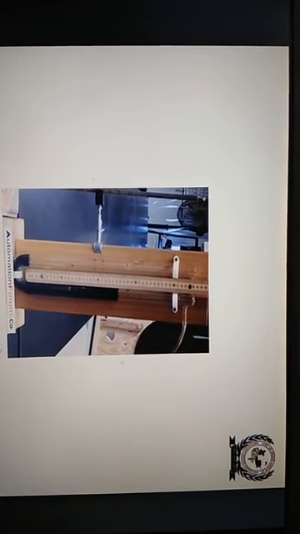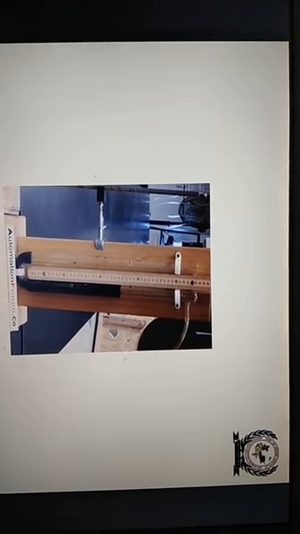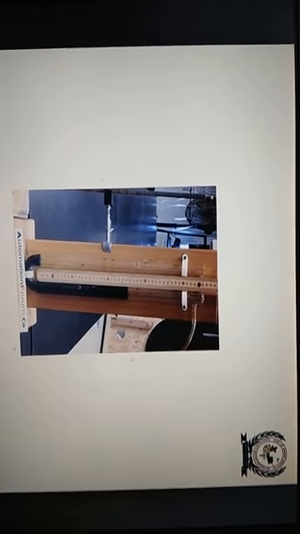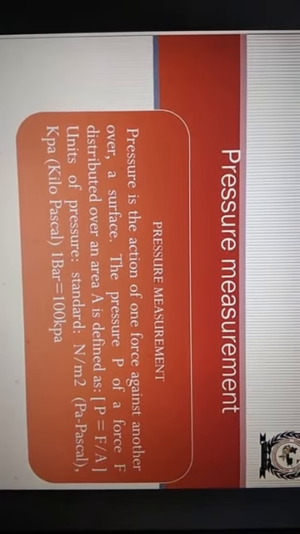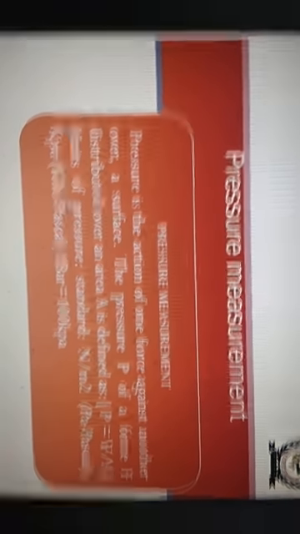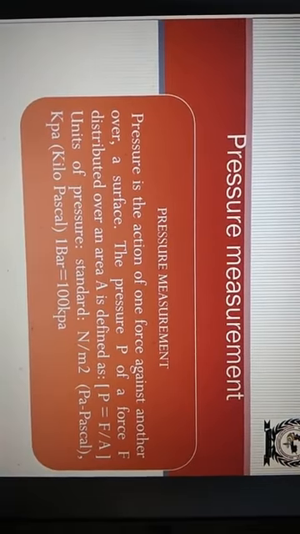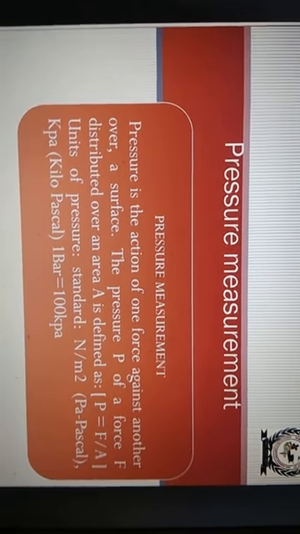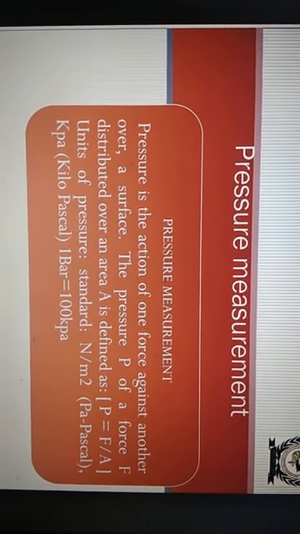In the manometer, the liquid level changes with pressure and we can measure it on the measuring scale. What is pressure that we have seen? That is force upon area, and the unit of pressure is Pascal, kilopascal. 1 bar is equal to 100 kilopascal.